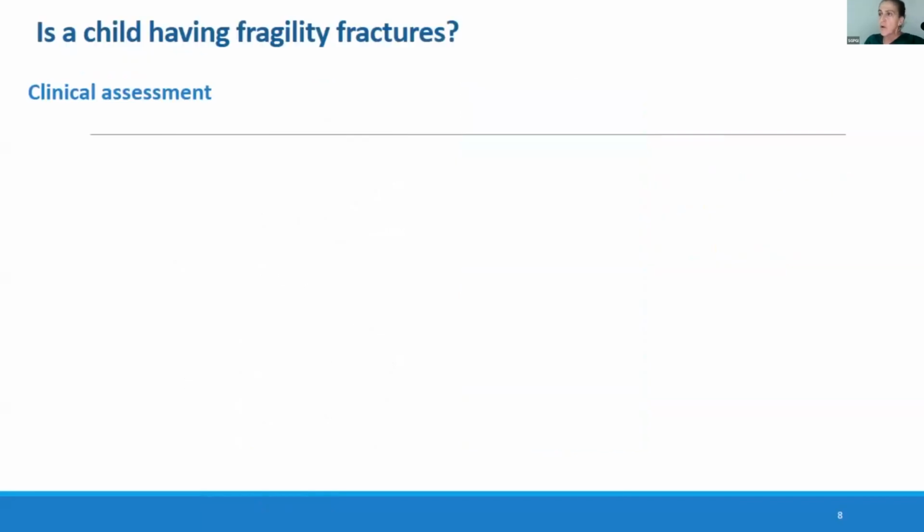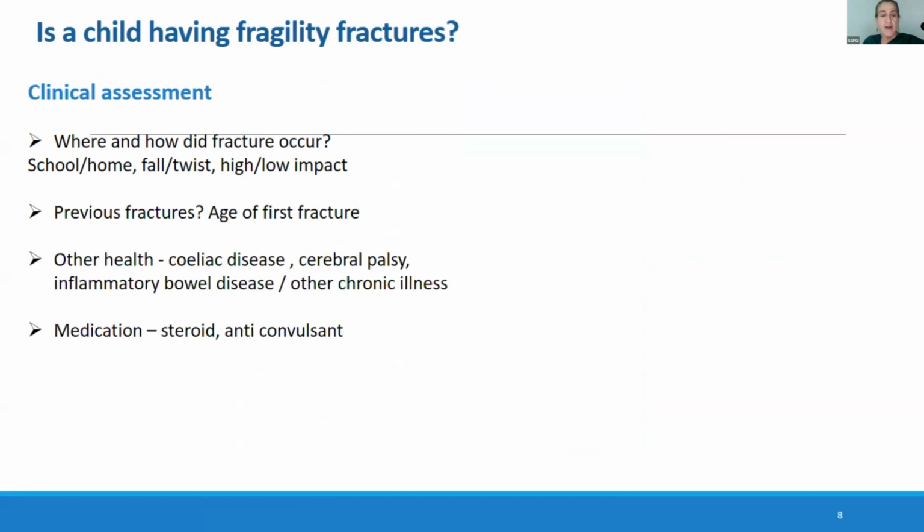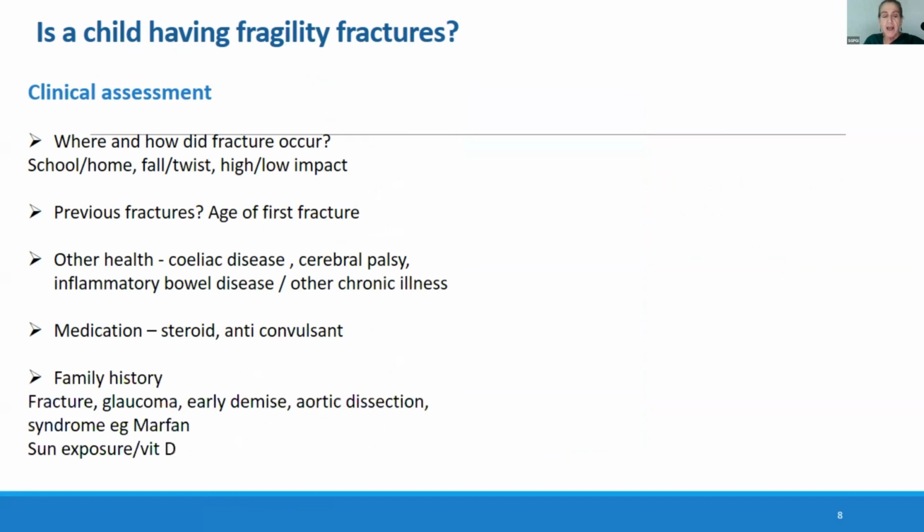So what you want to know is, is this child having fragility fractures? So here we have 3 children. First, we want to know, how did the fracture occur? Where did it occur? Was it at school, at home? Was it a twist? Was it a fall from the bunkie bars? Did they just fall to the ground? Age of first fracture, chronic health diseases, any medications such as anticonvulsants and steroids, and a family history that might be helpful for you. And if you're thinking of questions like osteogenesis imperfecta, you need to talk about eye disease, and if anybody in the family died of aortic dissection as well.